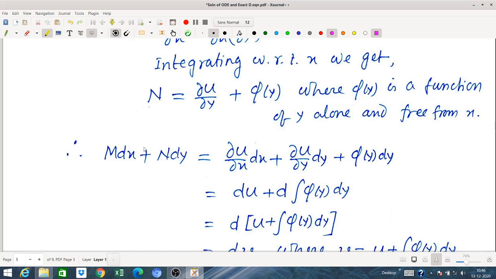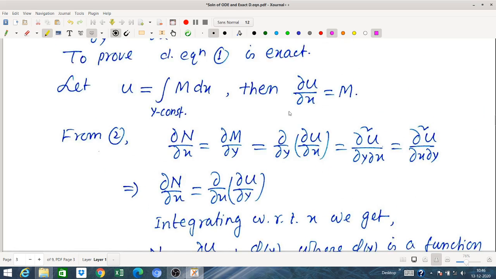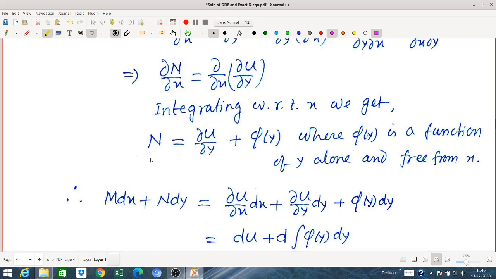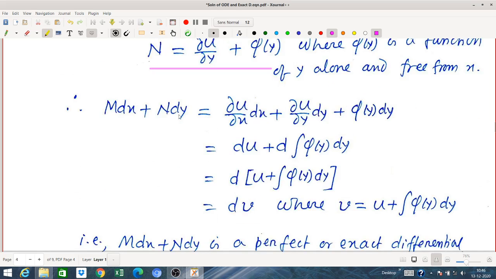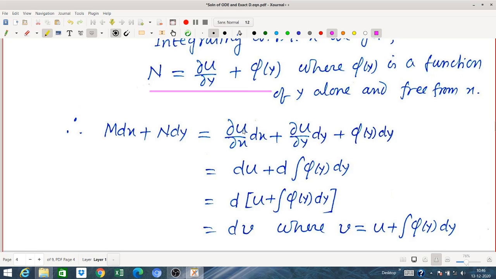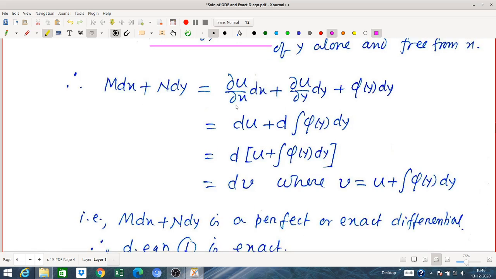Therefore, m dx plus n dy: the value of m we have got is del u by del x, and now the value of n we have got is this. So m dx plus n dy is del u by del x dx, because the value of m is del u by del x, plus the value of n multiplied by dy, means del u by del y dy plus phi y dy. Now this del u by del x dx plus del u by del y dy is d of u, we know, the total differential, already explained in the last class. And this phi y dy we can write as d of the integral of phi y dy, means differential of integral of phi y is like phi y dy.